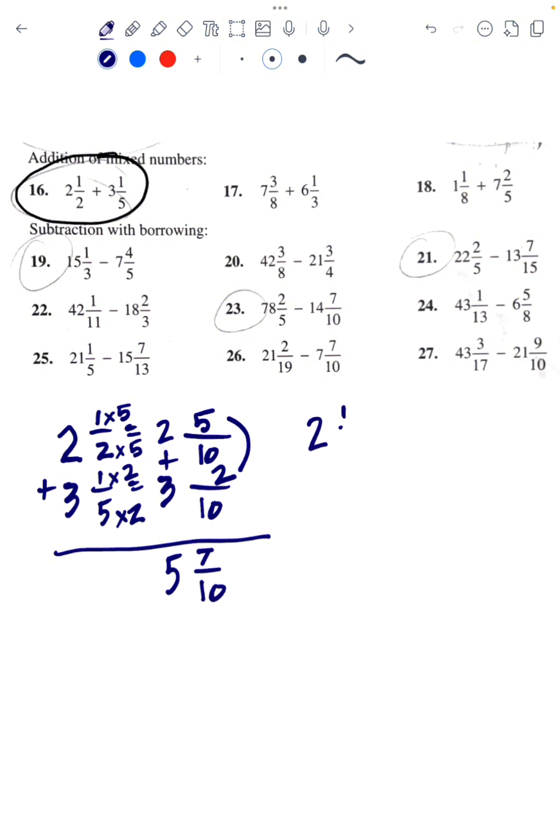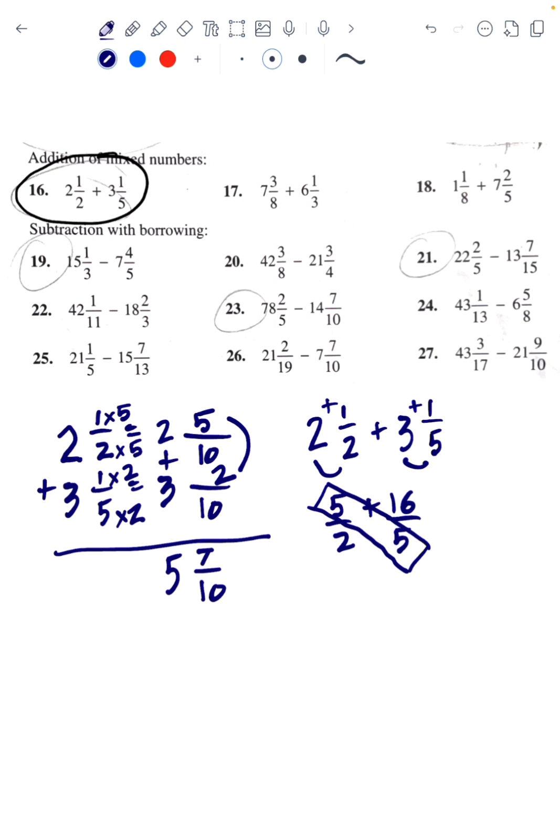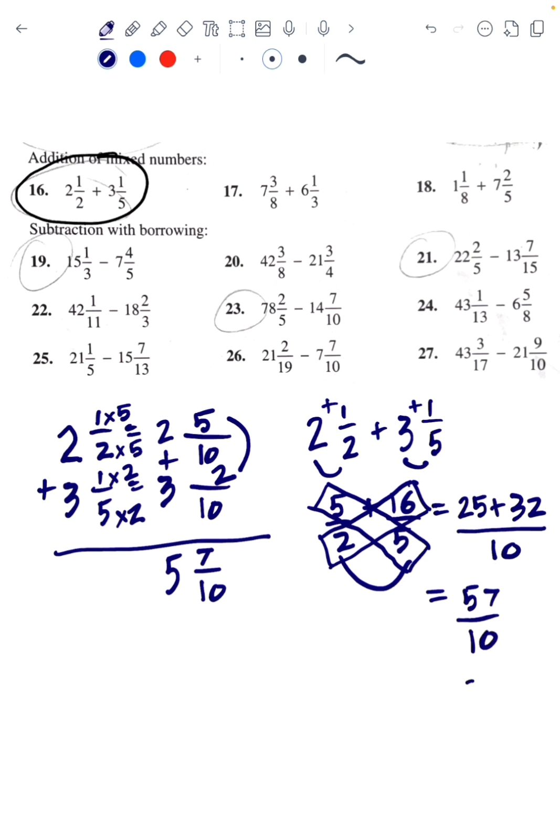Now here's a shorter way we can do this. First, by rewriting our mixed fractions, I'm going to convert these mixed fractions to improper fractions. 2 times 2 is 4, plus 1 is 5, and 3 times 5 is 15, plus 1 is 16. And now I'm going to use a shortcut method to cross-multiply to find the values for the numerator. 5 times 5 is 25, 2 times 16 is 32, and this is going to be over a denominator of 2 times 5, which is 10. 25 plus 32 is 57 over 10, which is the same value as 5 and 7/10.